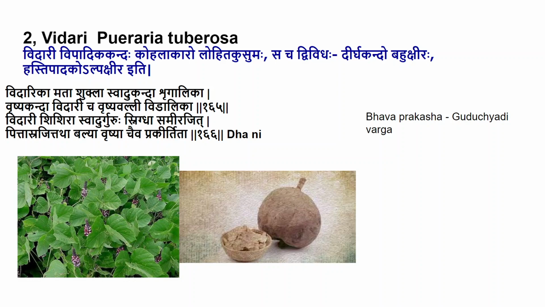Now, in the Nighantu, the Vidarika synonyms are Shukla, based upon the whitish color; Swadukanda, because the tubers are sweet; Shrigalika, as it has a shape resembling the head of a fox; Vrishakanda, as it produces Vrishya guna; and Vrishavalli, Vidalika. These are the synonyms as such. And the guna is Shita guna: Vidari, Shishira, Swadu, Guru, Snigdha, Samirajita.